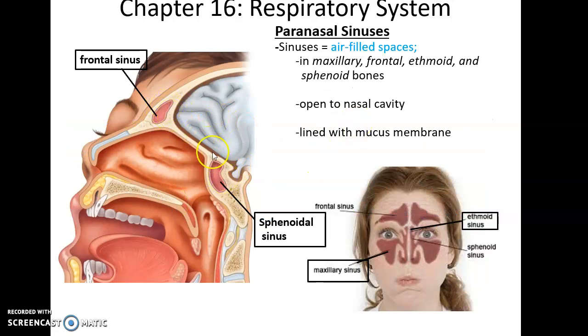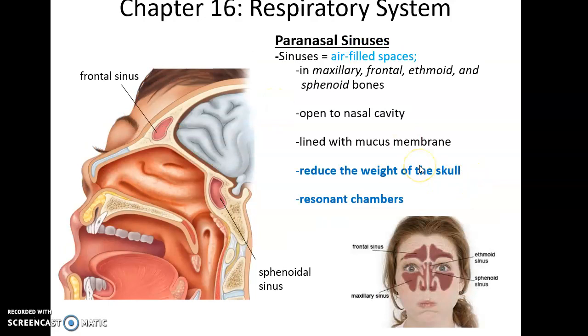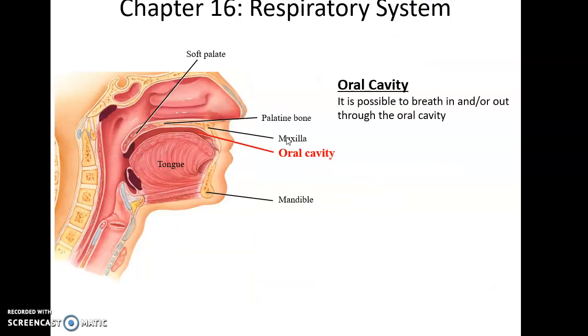We also have these spaces, the paranasal sinuses found in some of the bones of the skull, the frontal bone, the ethmoid bone, the sphenoidal bone, and the maxillary bone. So those bones house the nasal sinuses, which are connected to the nasal cavity and are also lined with mucous membrane. Functions of the paranasal sinuses include reducing the overall weight of the skull and also providing resonance chambers to make the timbre of the voice more rich.